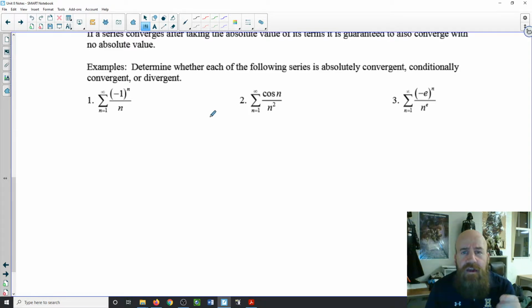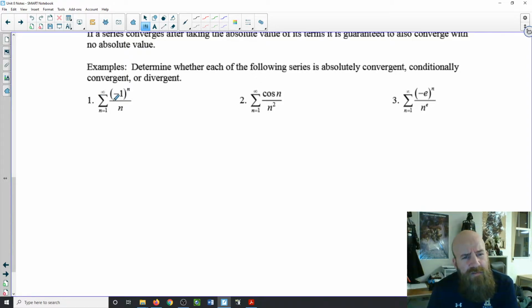So if it converges for both, then it's called absolutely convergent. If the original series converges but the absolute value does not, then it is conditionally convergent, or converges conditionally. Or we just have ones that are going to be divergent no matter what. So we'll take a look at three examples here in this video.